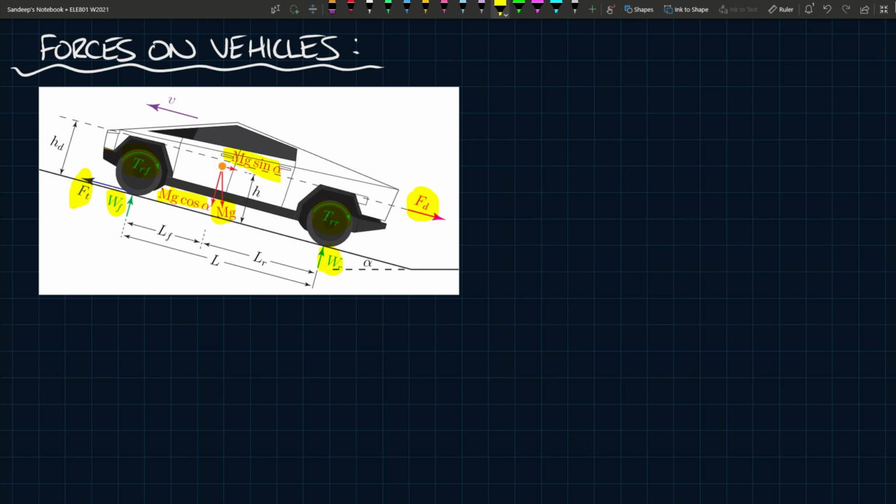So there are a bunch of forces apparently, and we can label them. We can discuss what they are in detail after, but we can define them here. Ft is the tractive force, and this is the force that the engine or the motor of the vehicle produces to propel the vehicle forward. There is Fd, which is the aerodynamic drag, or sometimes it's called aerodynamic resistance.